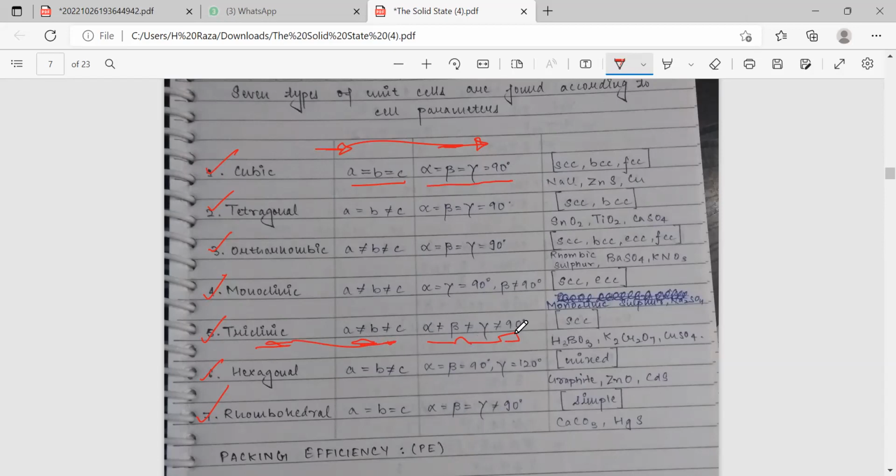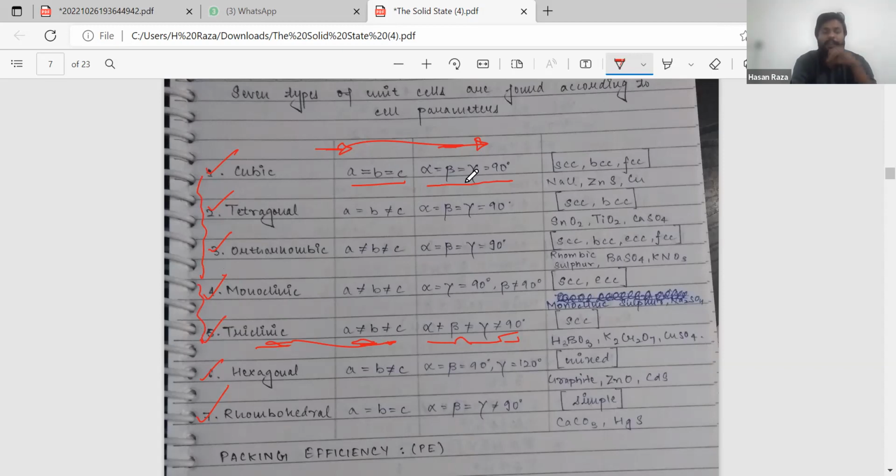Once upon a time, there was a question from this. It was given tetragonal, and the option was A is equal to B is equal to C, alpha is equal to beta is equal to gamma. So you have to focus on this. I will give you a mnemonic for this that will help you remember it. Now, what I told you about Bravais lattices.